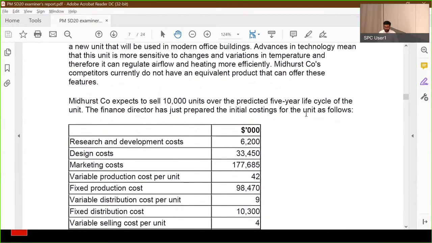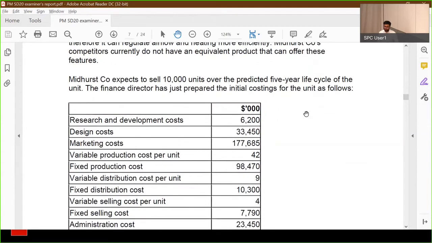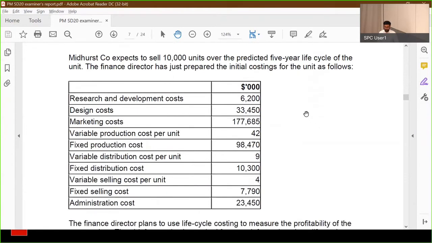The company further expects to sell 10,000 units over the predicted 5-year life cycle of the unit, and the finance director has just prepared the initial costing for the unit as follows. So when you look at the cost card, it gives you almost all kinds of costs that would be incurred over the product life cycle, whether it's production or non-production.